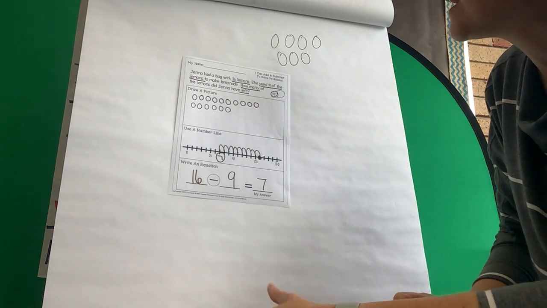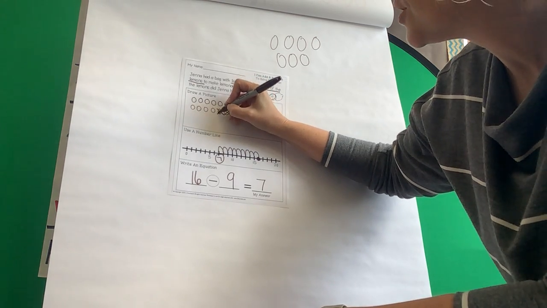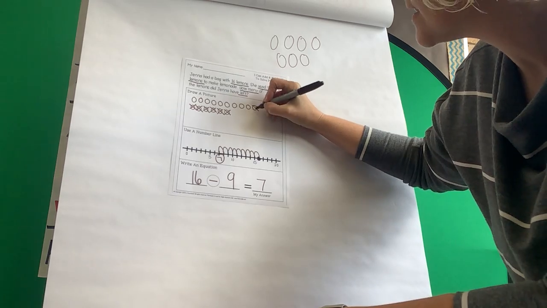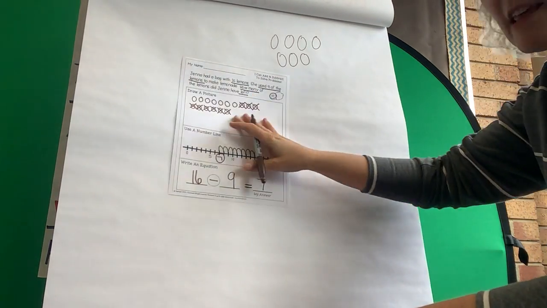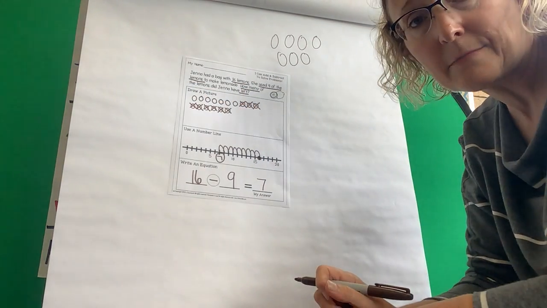And then she used 9 of the lemons. So I'm going to cross off 9. 1, 2, 3, 4, 5, 6, 7, 8, 9. Now I can tell how many they started with, how many went away, and how many are left.